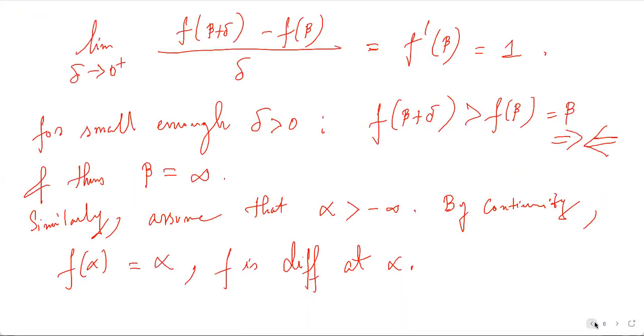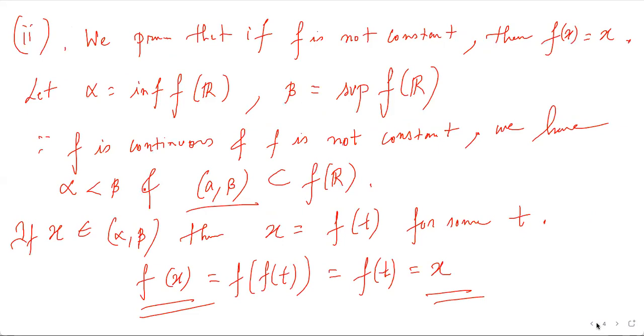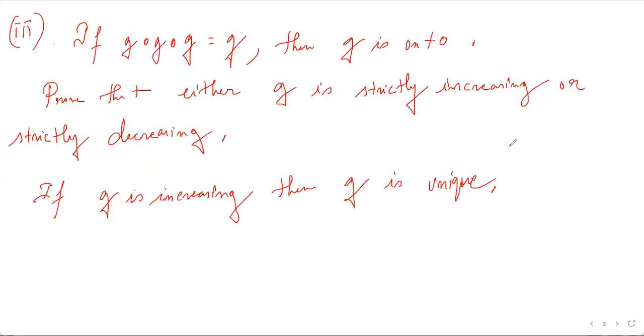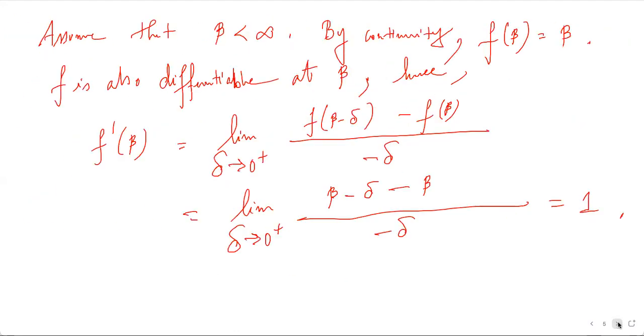Now going to the third part, which says that we have our function g, which we are composing thrice, then g is onto, then we have to prove that either g is strictly increasing or strictly decreasing. If g is increasing, then g is unique. Let's come to that part later. So first, composing g thrice, we have to show that we get back g, then we have to show that g is onto, and also that g is strictly increasing or strictly decreasing.